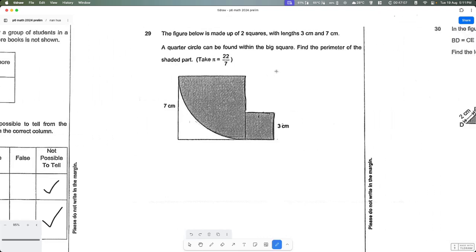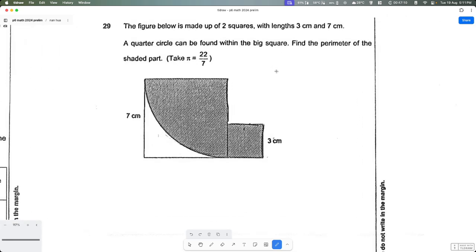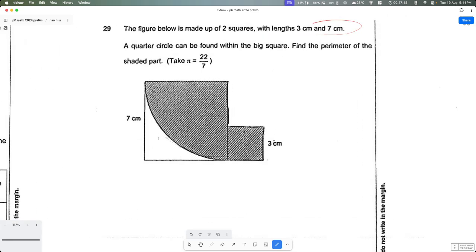Question 29. The figure below is made of 2 squares with the lengths 3 centimeters and 7 centimeters. A quarter circle can be found in the big square. Find the perimeter of the shaded part.